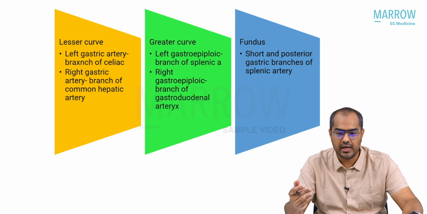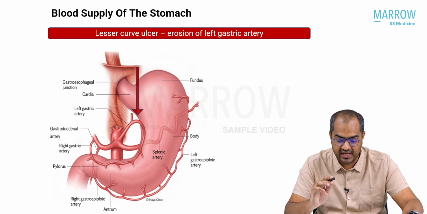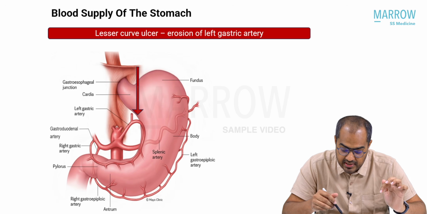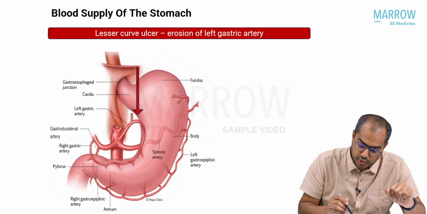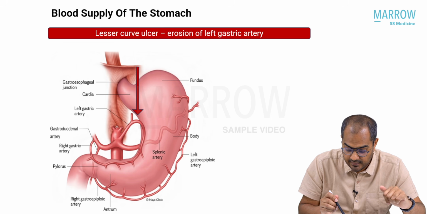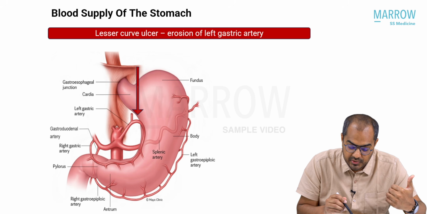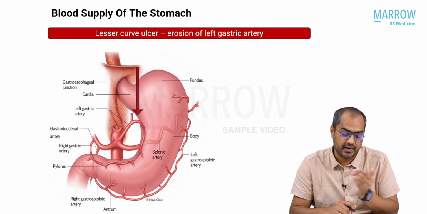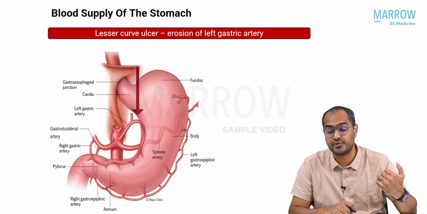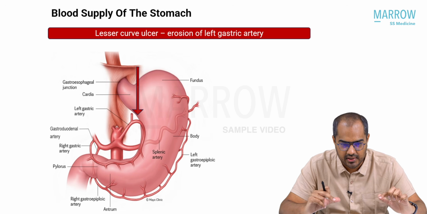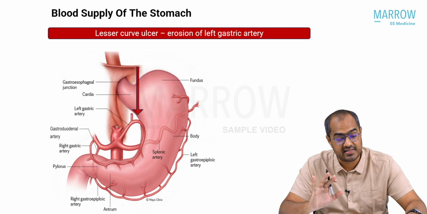Now, in the greater curvature, you have the left and the right gastroepiploic arteries. The left gastroepiploic artery is a branch of the splenic artery. From the aorta, you notice that the splenic artery moves like this, and one of its branches is the left gastroepiploic artery, which supplies the greater curvature. And you also have the right gastroepiploic artery, which is a branch of the gastroduodenal artery. So in the lesser curvature you have the left and right gastric arteries, and in the greater curvature you have the left and right gastroepiploic arteries. Whereas in the fundus, you have the short gastric arteries and the posterior gastric branches, which arise from the splenic artery.